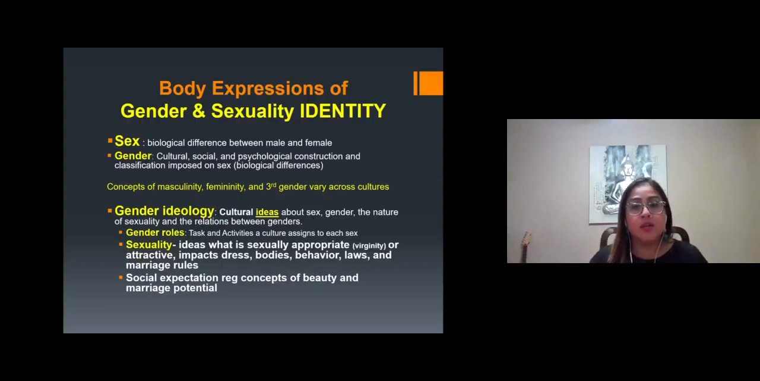So how is the body used as a form of expression to reveal all of this, to reveal what gender role they are to play, what markings on that person reveal that they are now eligible for marriage, and so forth. So here we're looking at the social expectations, and also how these social expectations reveal ideas of beauty and of social identity.